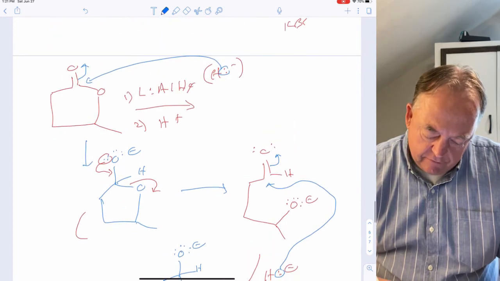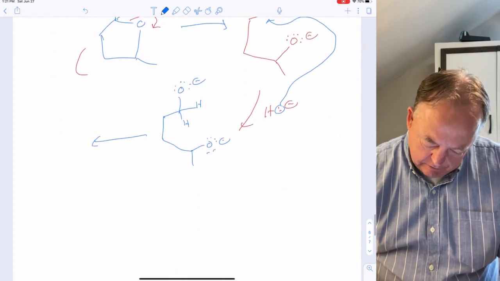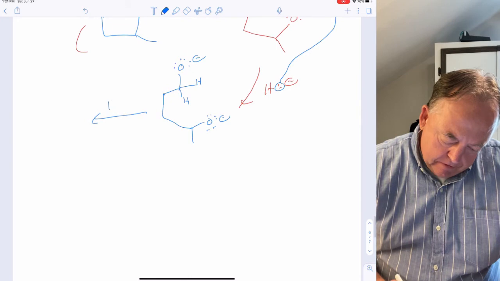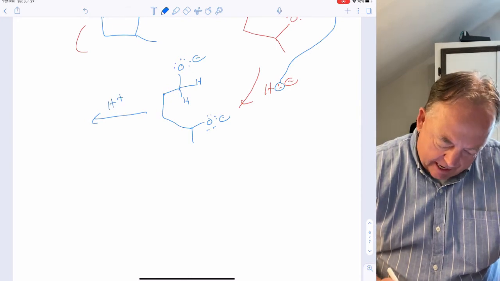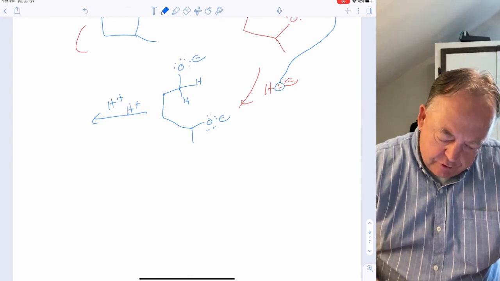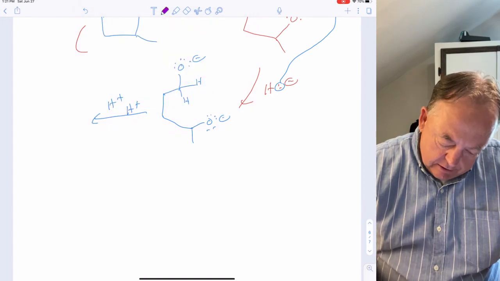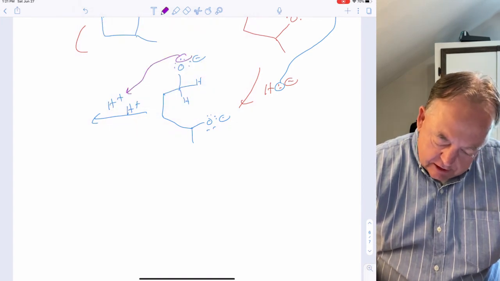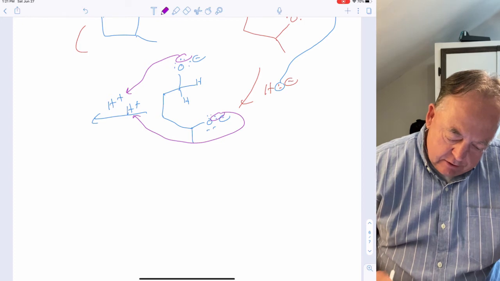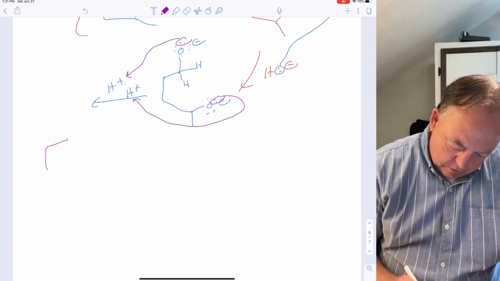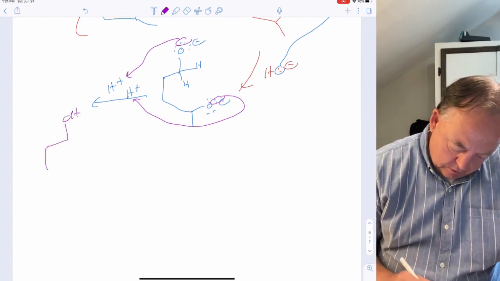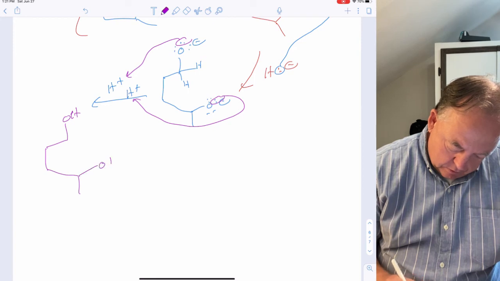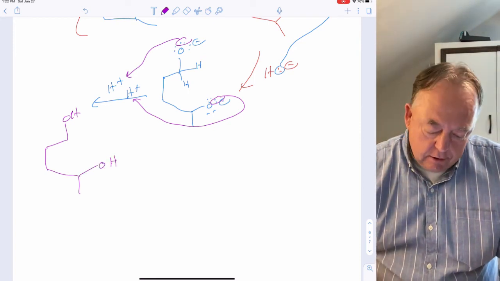And so now it's ready for you to do the second step in the reaction. So now you add H plus, and again, technically you need two equivalents because you have two O minuses. So this O minus picks up a hydrogen, this O minus picks up a hydrogen. And that would be your product.